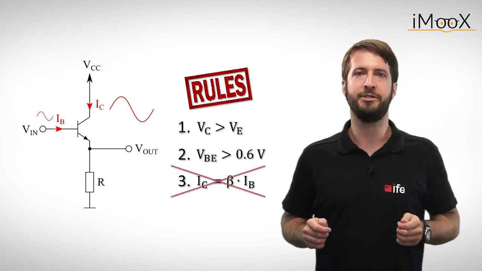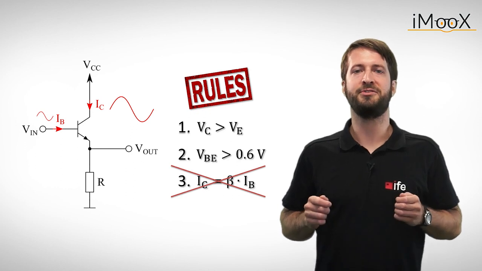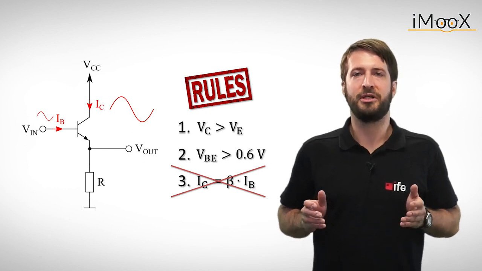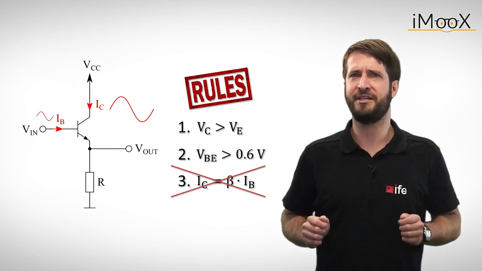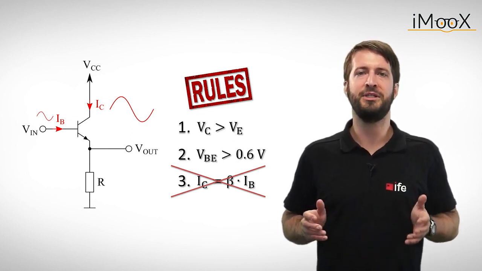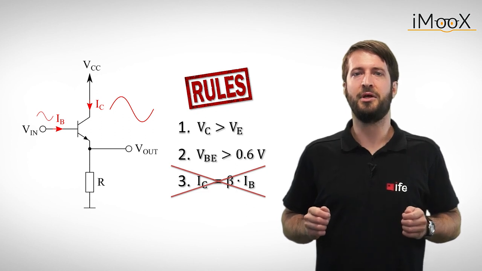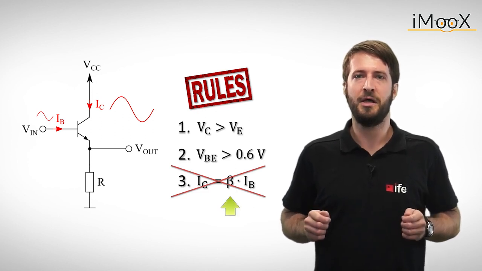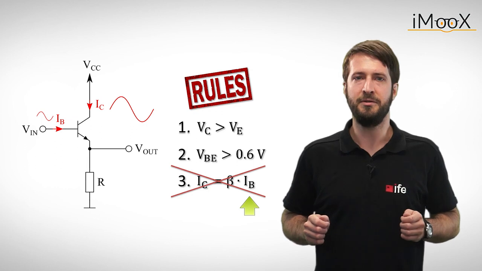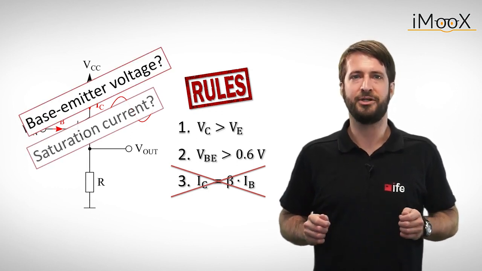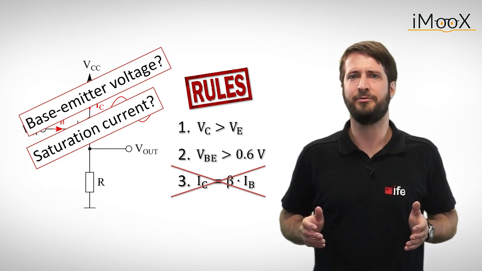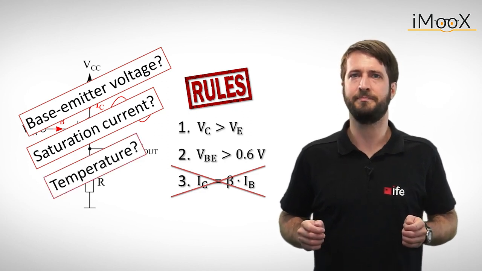For a basic calculation, the rule might be sufficient, but if we want to account for the nonlinear behavior of IC, we will need a more sophisticated formula. As we now know, IC is not only dependent on beta and the base current, IB, but also on the base emitter voltage, the saturation current, and, to make things even worse, the temperature.